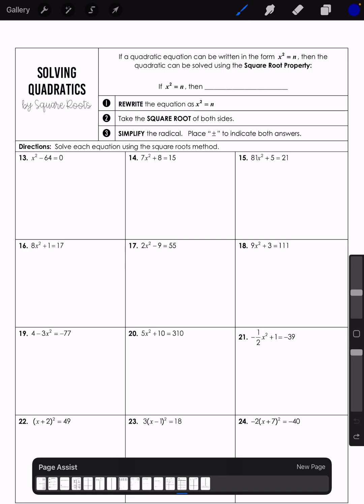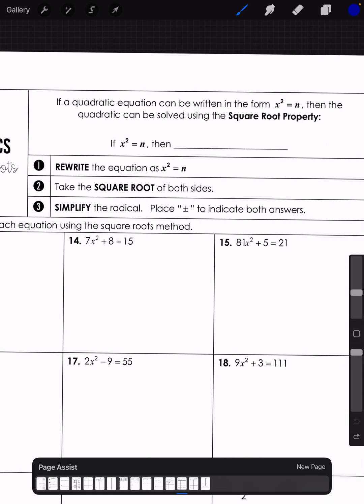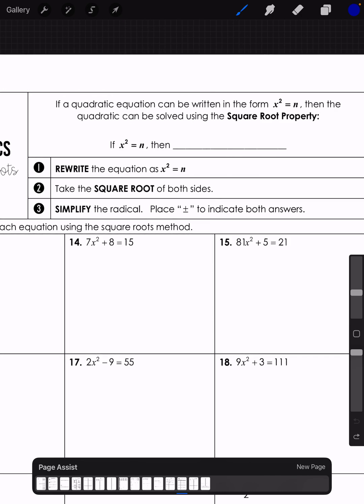So this will go pretty quick because the last page just reminded us how to take a radical and simplify it. Once you're done with simplifying radicals, this next section goes pretty quick. Now, the whole reason we can do this is this top section here. If a quadratic equation can be written in the form of x squared equals n, n meaning a number, the quadratic can be solved using the square root property.